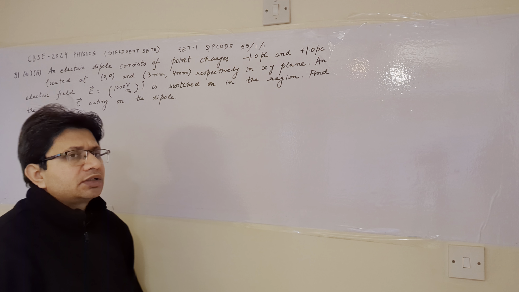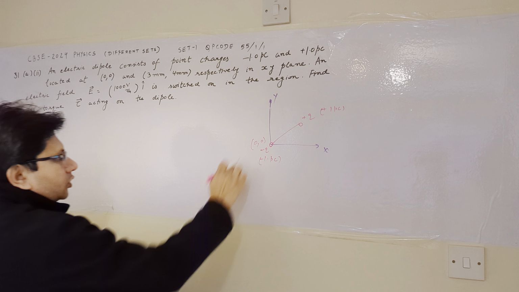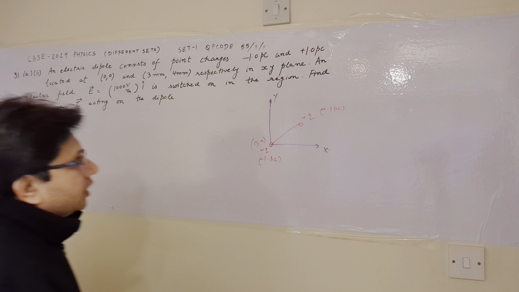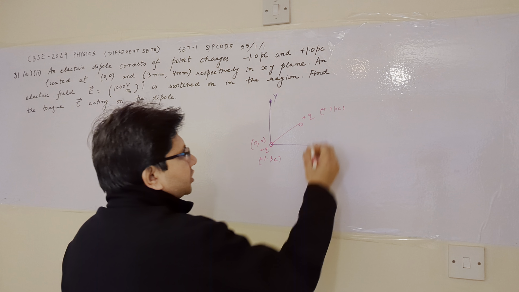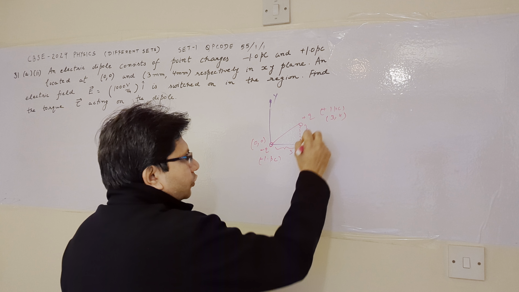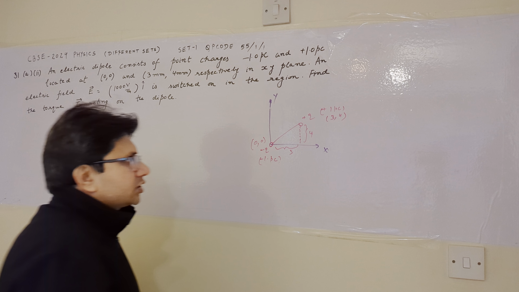This dipole is placed in such a manner that the -1 picocoulomb charge is placed at (0, 0). So this is the location of the first charge, which is the negative charge, and the second charge of +1 picocoulomb is placed at the point (3, 4). So we can say that this length is 3 and this length is 4. So this dipole is placed in such a manner.